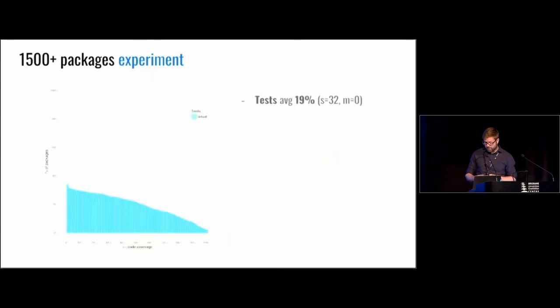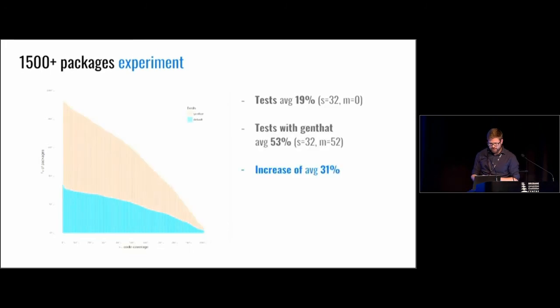So how well did we do? This is the original slide that you saw before. This is the 19% on average. And the way it reads is basically: here you have the code coverage, and here you have the percent of packages which have at least that particular code coverage, right? So it's kind of monotonic.